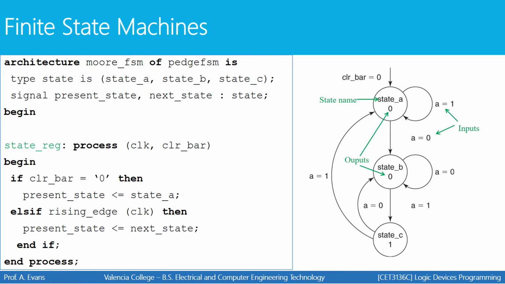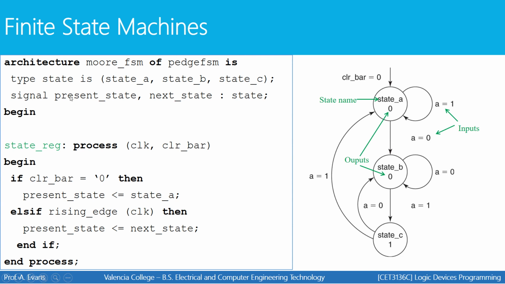Now let's take a look at the architecture. Here's where we define our type state, and this is what enumerated states means. State A, state B, state C. We can just call it state A, state B, and state C.